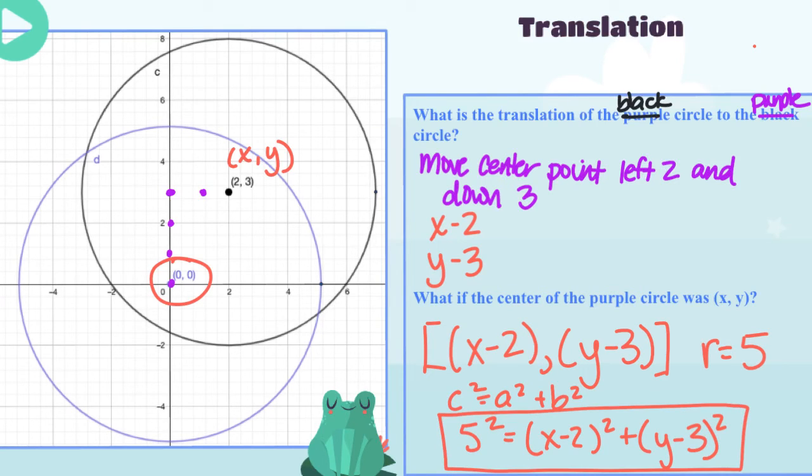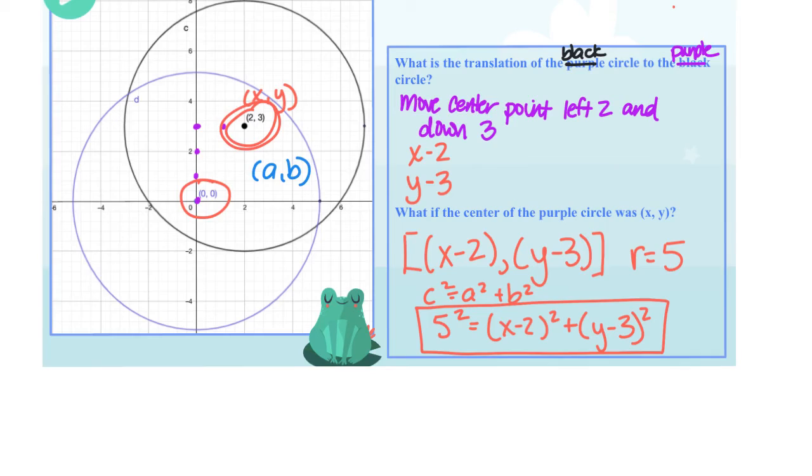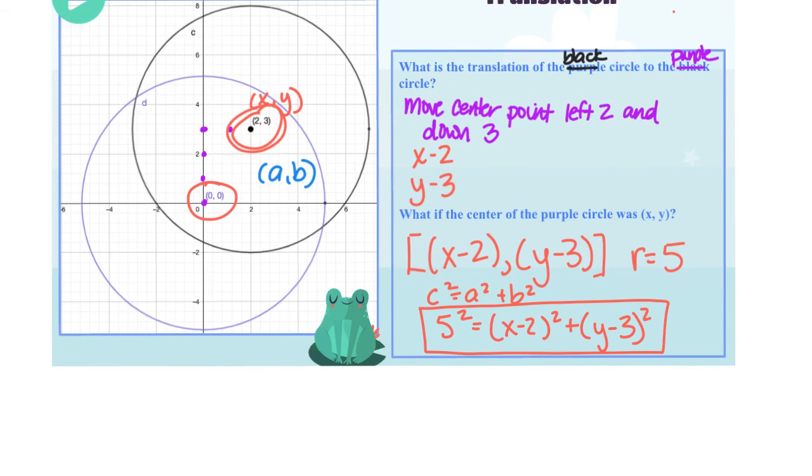So now let's assume that we didn't know where this point 2, 3 was. Let's assume that that point 2, 3 could be anywhere in the coordinate plane. So we could represent that with an A, B instead of a 2, 3. And let's also pretend that we didn't know what the radius of the circle was. So we would represent that radius of the circle with just an R.